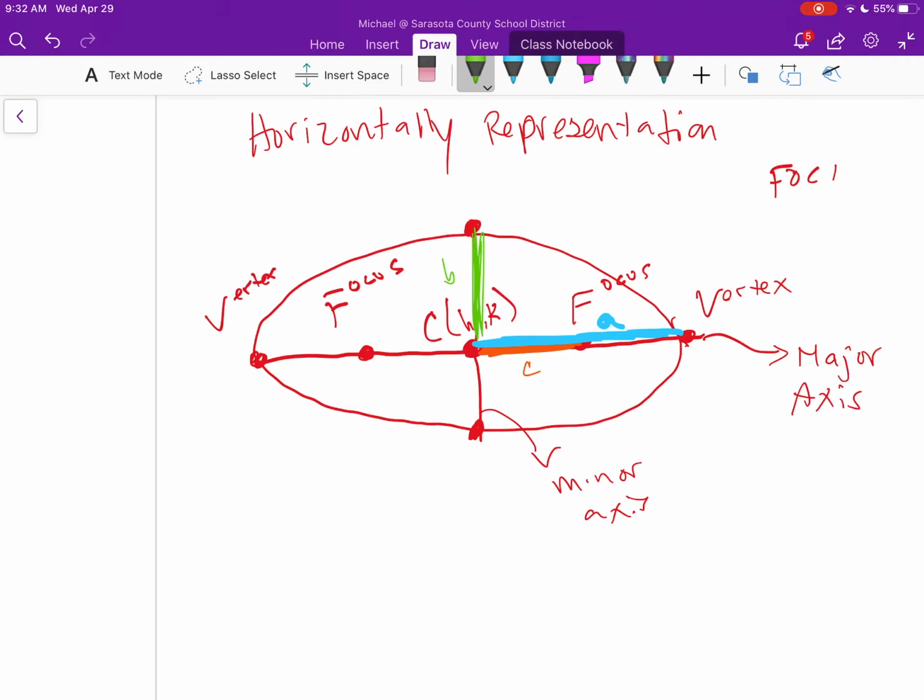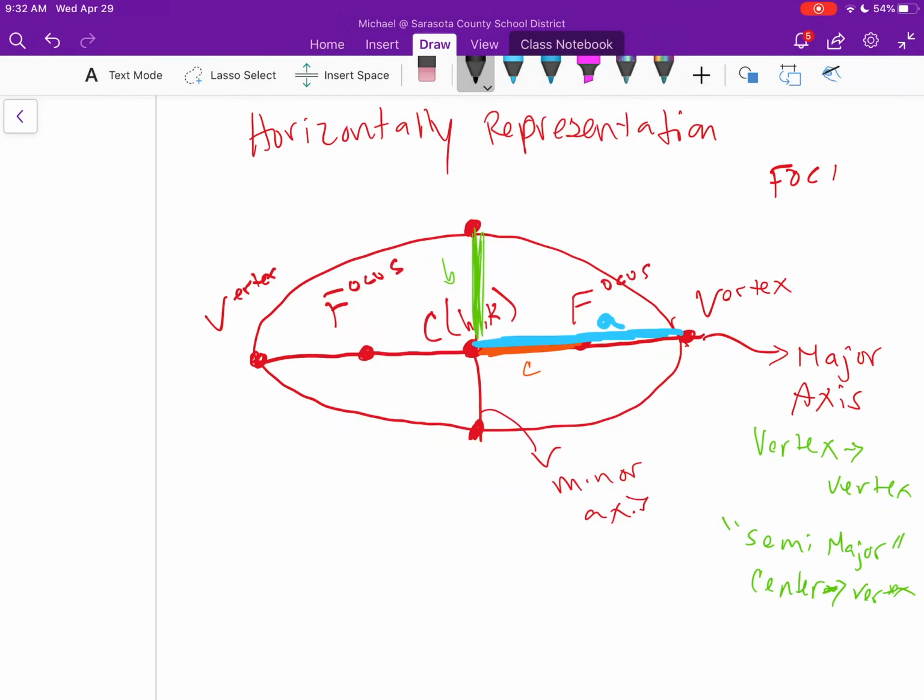The last thing that I want to talk about here, just in case, is that the major axis would go from vertex to vertex. And then if you hear the term semi-major, that term semi-major is from the center to one of the vertices. So just so we know about that.